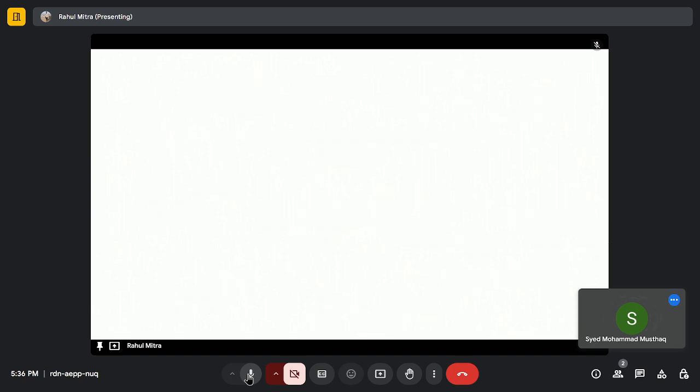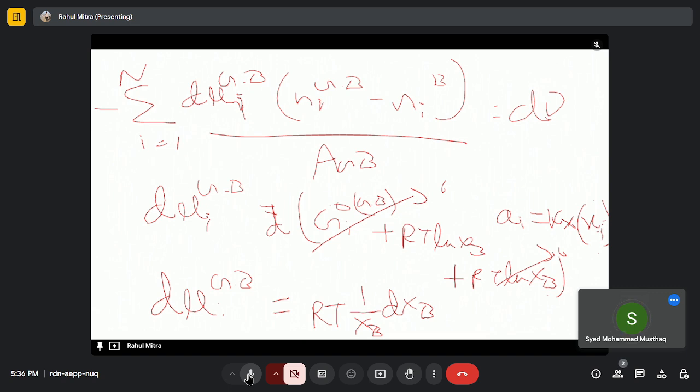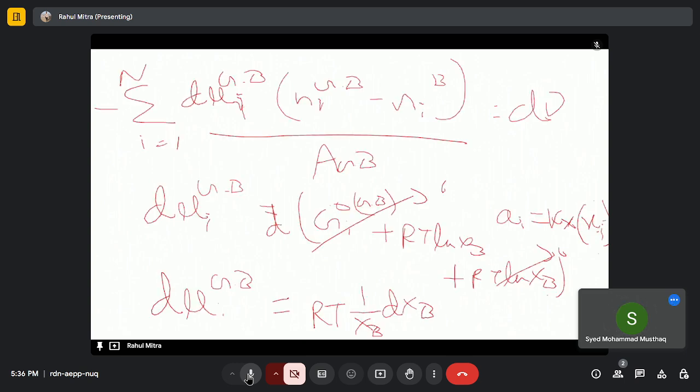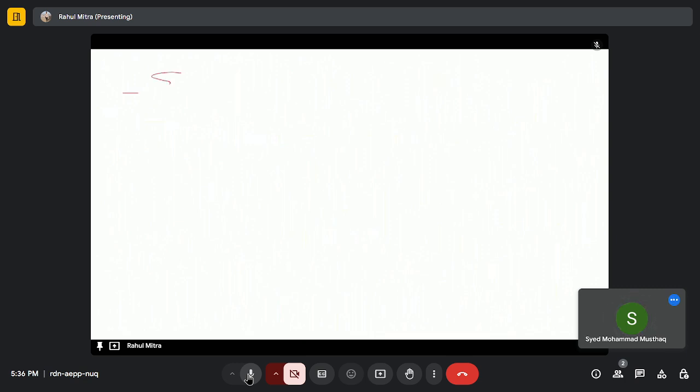Now let's assume, okay, let's substitute it there in this equation. So let me write this equation again. Sum from i equals 1 to m, d mu i GV times ni.